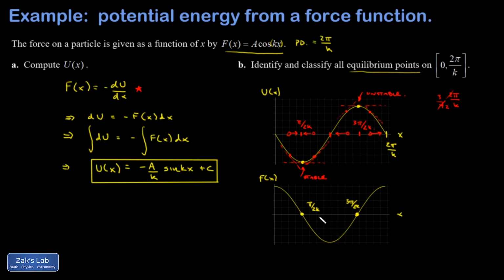And at this first point, I imagine a small displacement to the left of the equilibrium point. And I see that the force is going to be positive. So if my particle is here, it experiences a positive force. A small displacement to the right, well, my force value is negative. So displacing to the right means the force points back to the left. So I can tell from this picture also that this is a stable equilibrium.